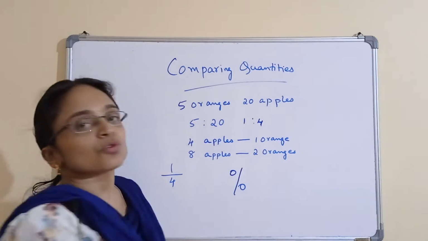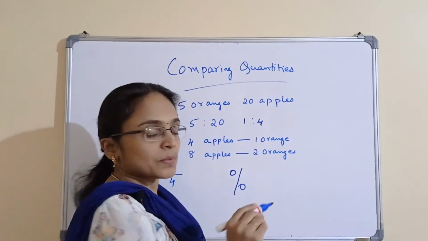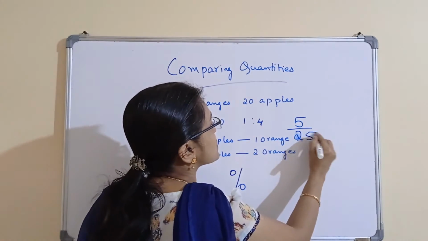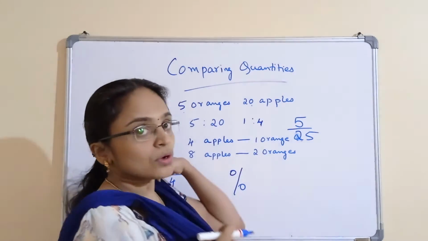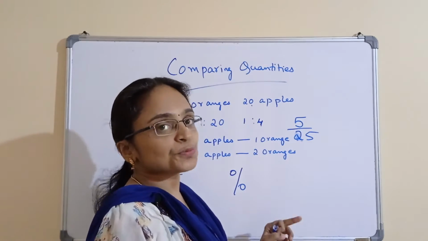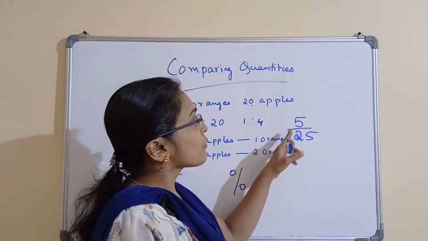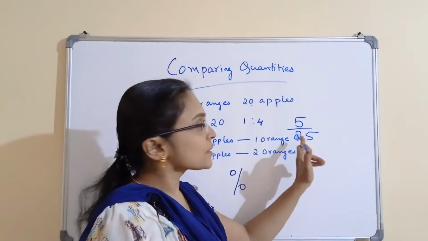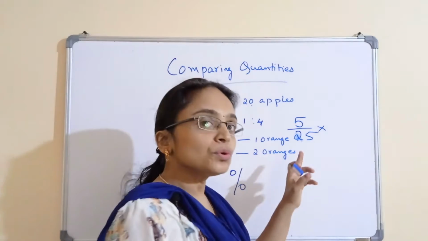So, here, there are 5 oranges and 20 apples. That is 5 out of 25 fruits. How many fruits are there in total? 20 plus 5, right? So, 5 out of 25 fruits are oranges. Which means, how will you find the percentage of oranges? 5 by 25, that is the number of oranges by total number of fruits, into, how will you do this?